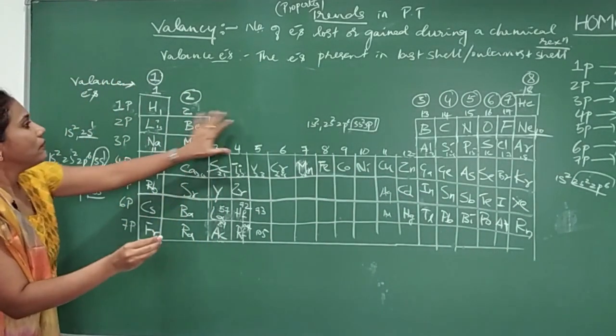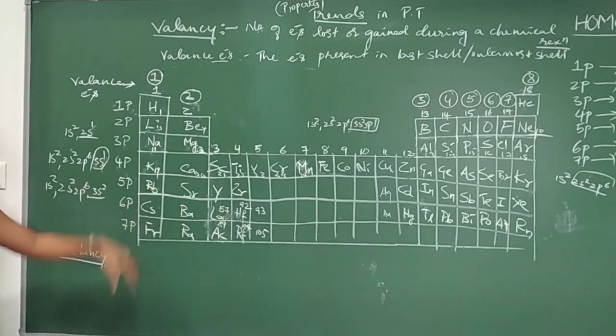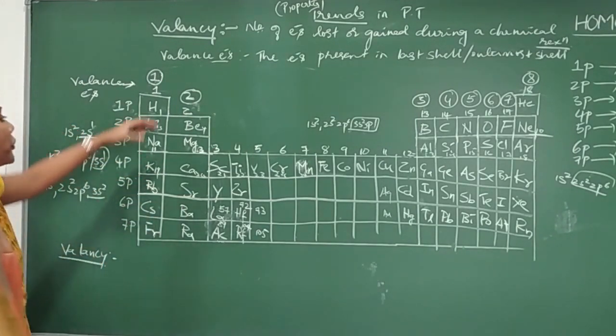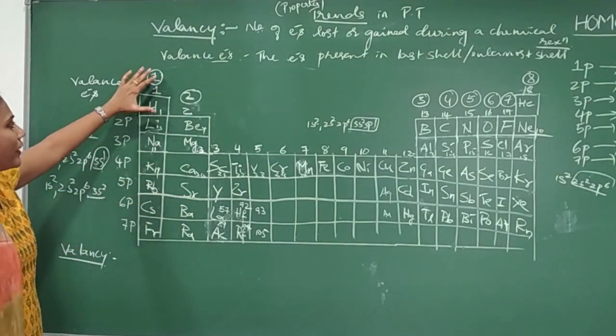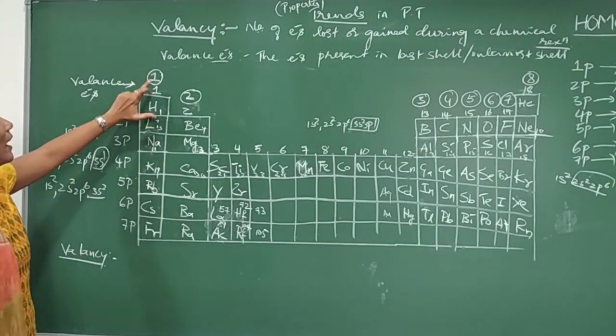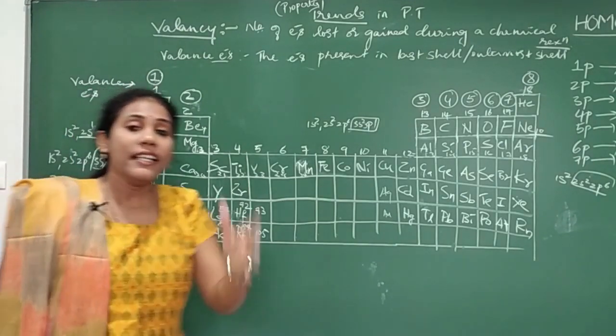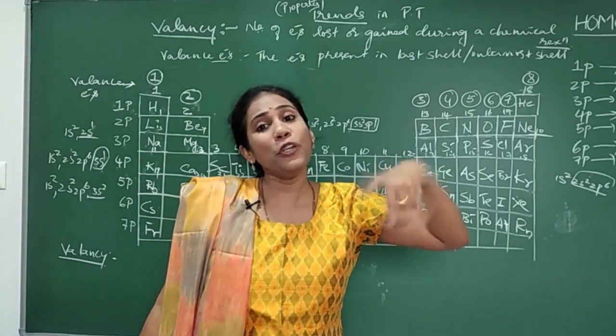This is about valence electrons. Now I am talking about valency. I will give valencies for every group. During a chemical reaction, we all know that the elements in group 1 have 1 valence electron. And during the chemical reaction, they always like to lose electrons.